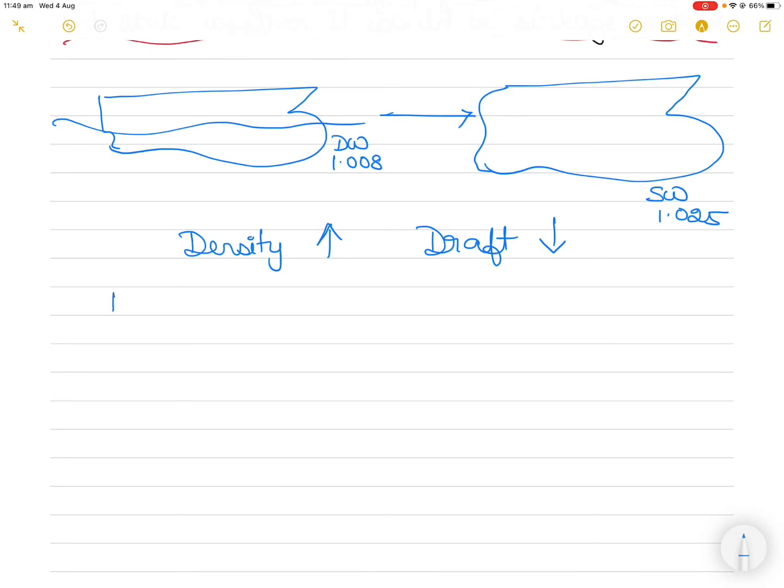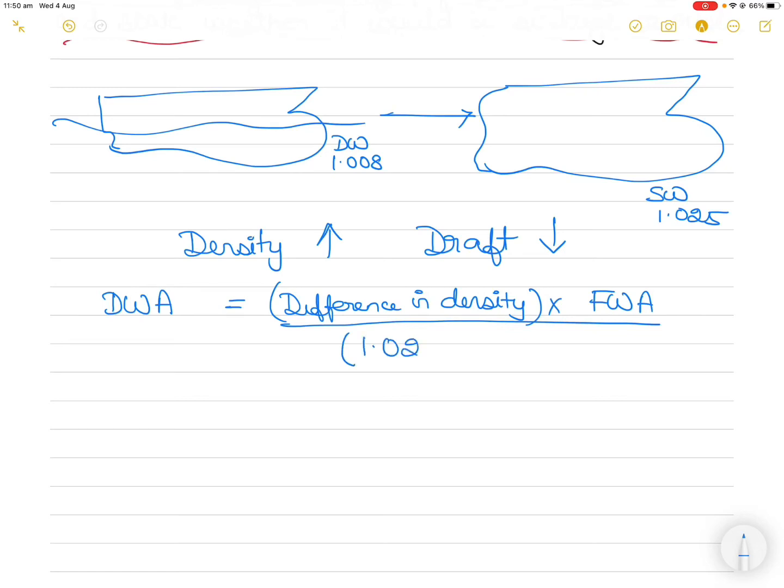So the formula for dock water allowance, which explains the rise or sinkage of the vessel with changing density of dock water to seawater, or dock water to any other water of density, is nothing but the difference in density multiplied by freshwater allowance, divided by 0.025. Some books write 0.025 and some books write 1.025 minus 1, which is again 0.025. Depends on the kind of book you are consulting.